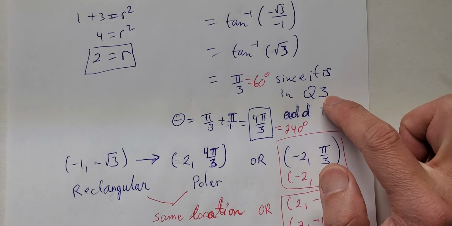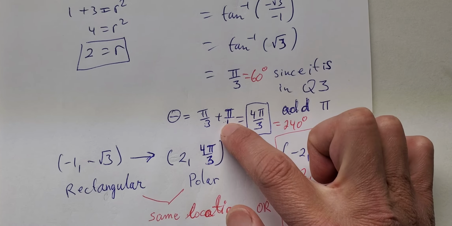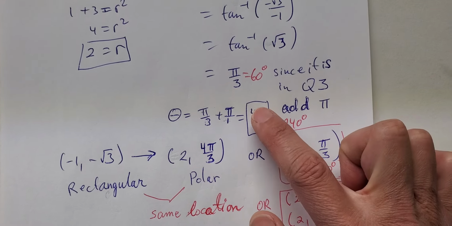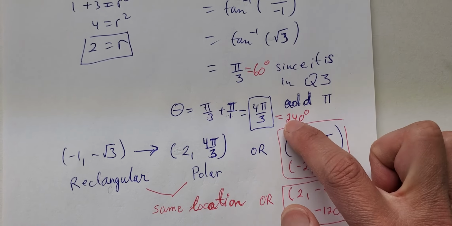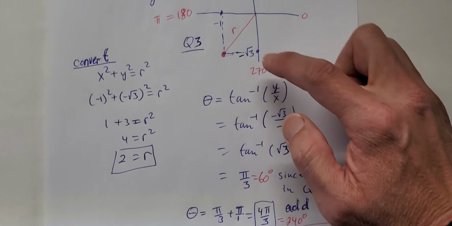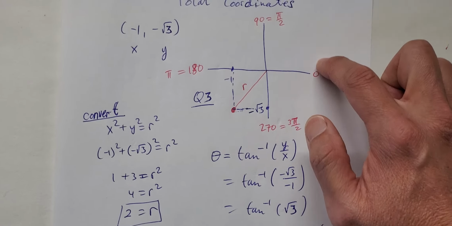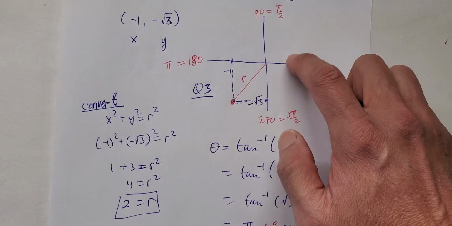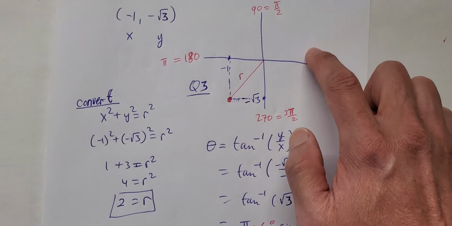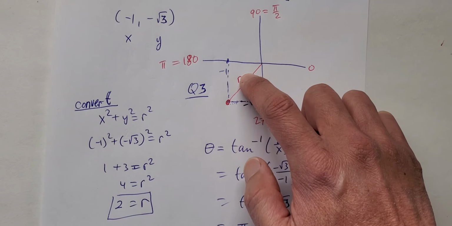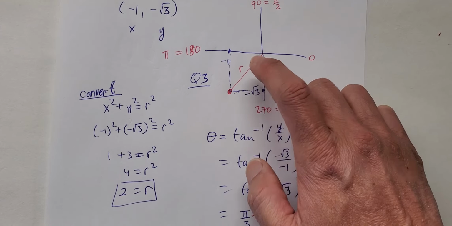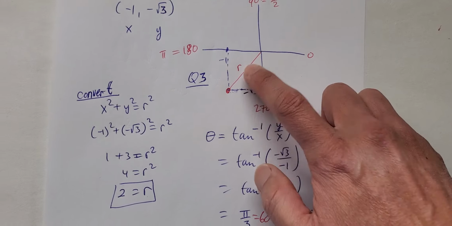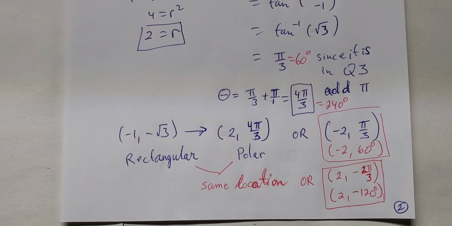But because you are in quadrant 3, you have to add pi to it. And that comes to be 4 pi over 3, which is 240 degrees. So right here, from 0 all the way over here, this part is 240 degrees. The angle from 0 all the way to R is 240 degrees, and R is 2. Again, R is always positive, so be very careful of that.